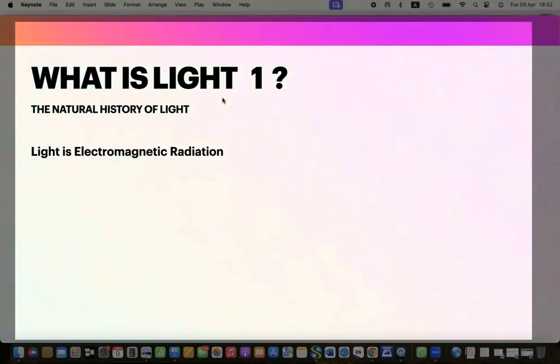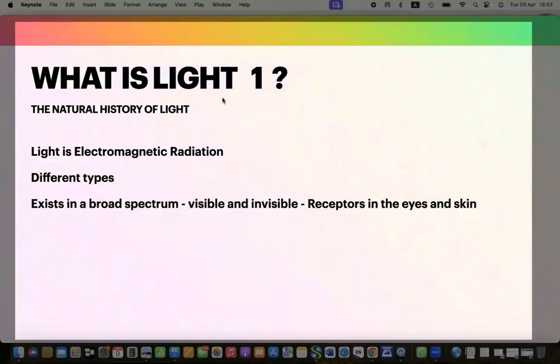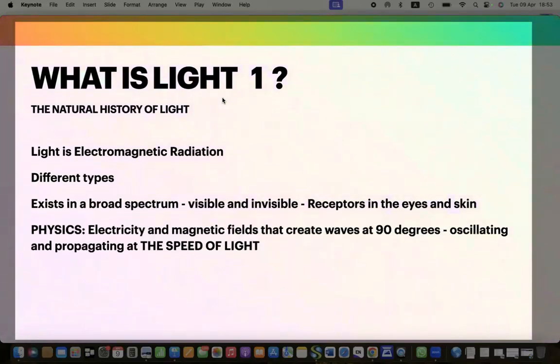It's electromagnetic radiation, and there are many different types. You'll always hear it talked about as a broad spectrum, and it varies from the invisible to the visible and then moves to invisible again. The visible section is a small section in the middle. We normally think of that as light, but it's all light.